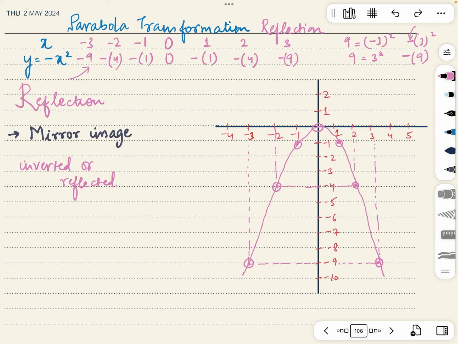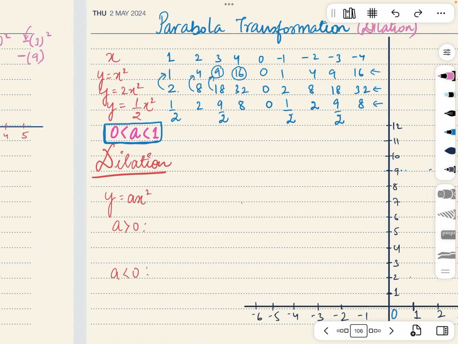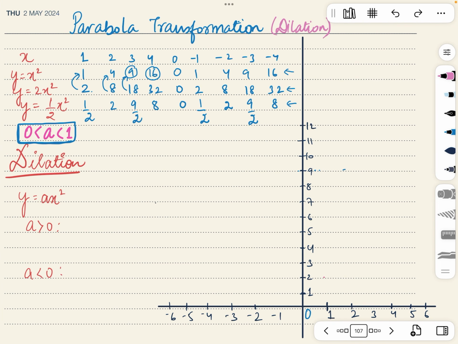Remember, here the coefficient of x squared, that is a, is less than 0. And that's why you're getting an inverted parabola. This condition is always sufficient: whenever the coefficient of x squared, that is a, is less than 0, you will get an inverted parabola. Next transformation that we're going to study is dilation.